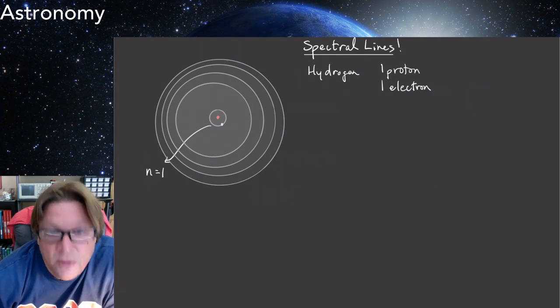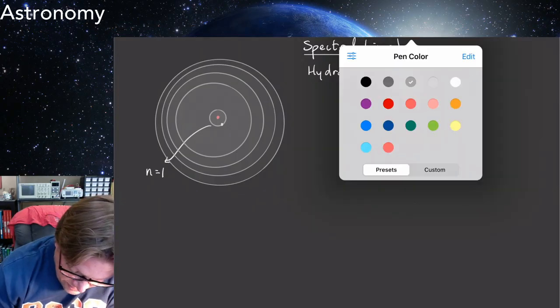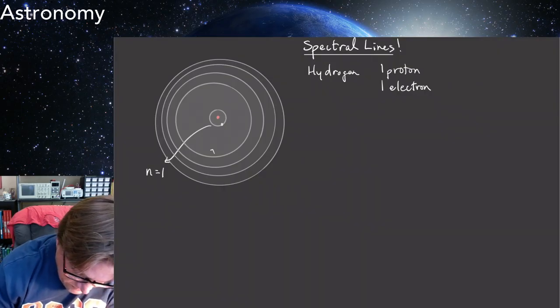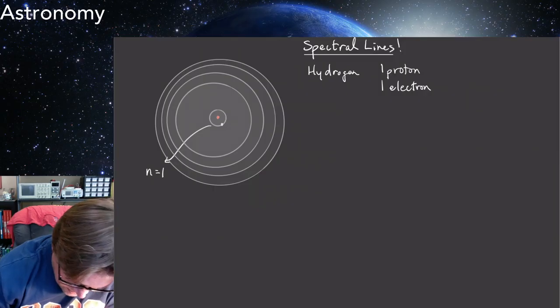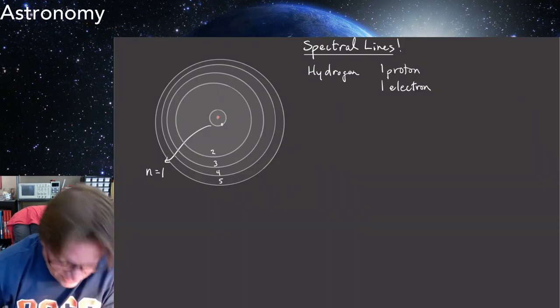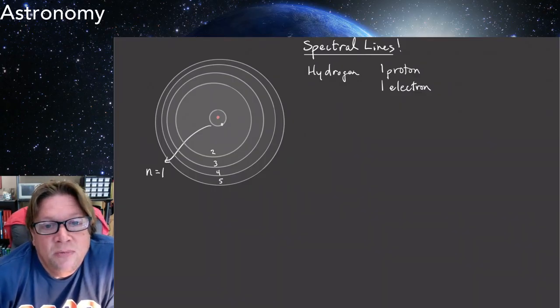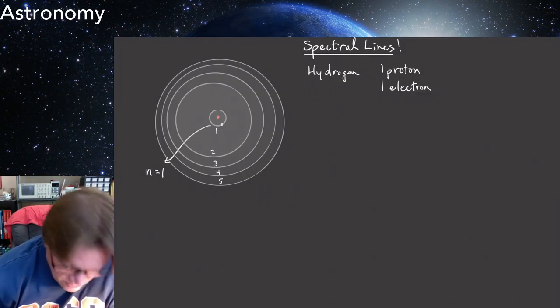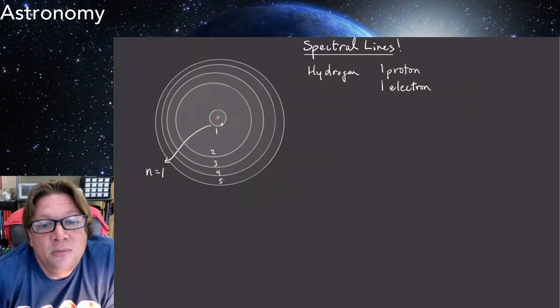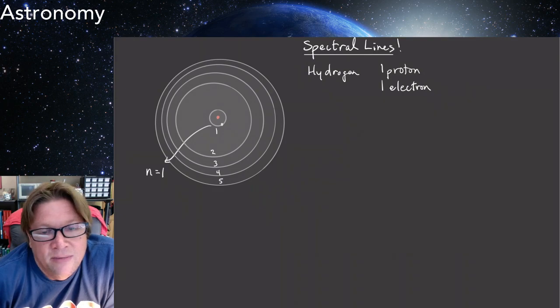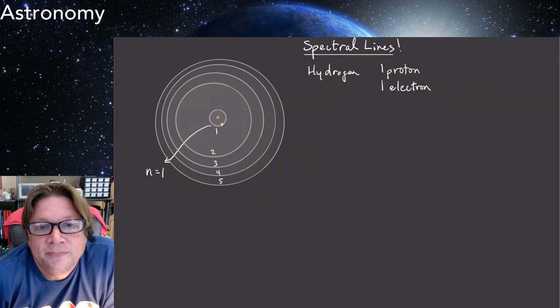Okay, so there's 1, and then we just start counting out from there. It's really easy. So this would be 2, 3, 4, and 5, just counting out. Those are the allowed places where the electron can orbit. They're not equally spaced. The jump from 1 to 2 is the biggest jump, and then the jumps are supposed to get smaller as you go out. It's not obvious by looking at my drawing, but that's the way it's supposed to be.